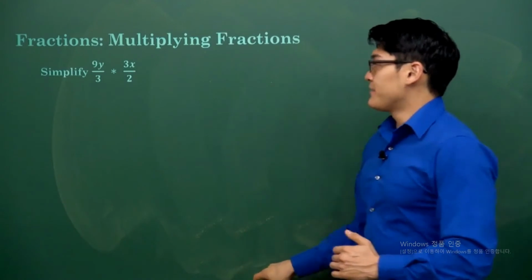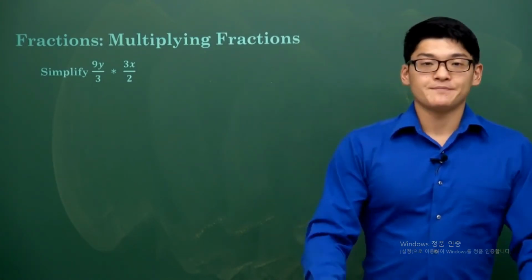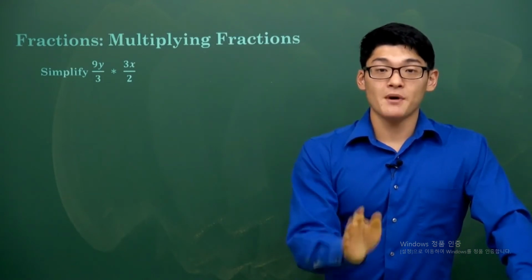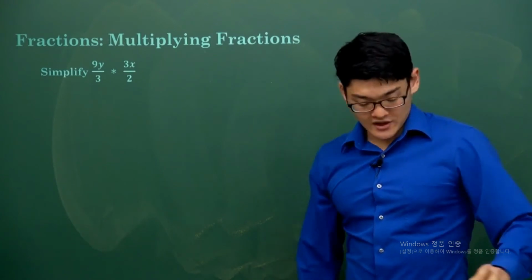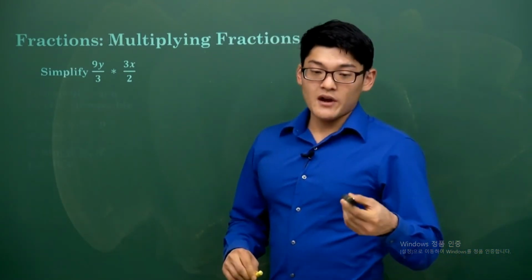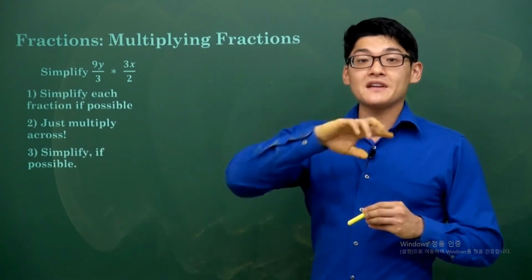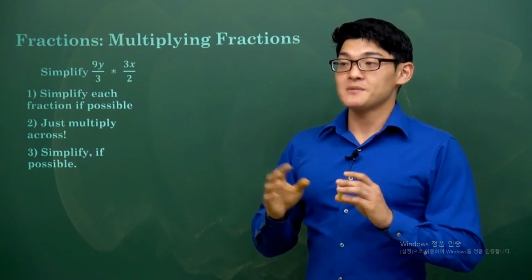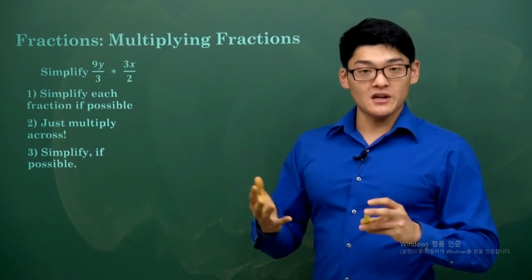So simplify 9y over 3 times 3x over 2. Go ahead and try and solve this. Pause the video and go ahead. Okay, so my recommendation is simplify each fraction if possible. That's going to make it very easy for you to have a simplified answer in the end. You won't be working with such big numbers.